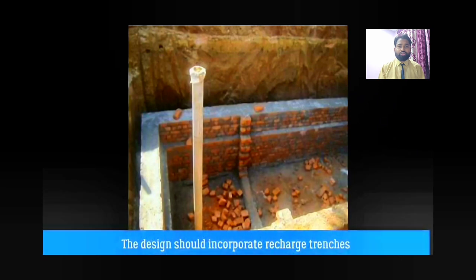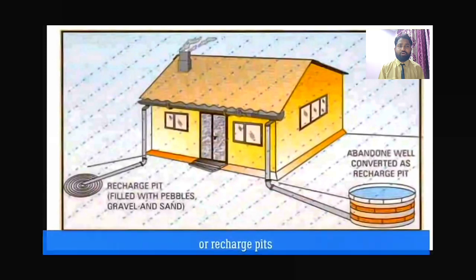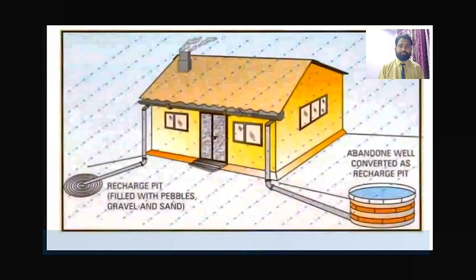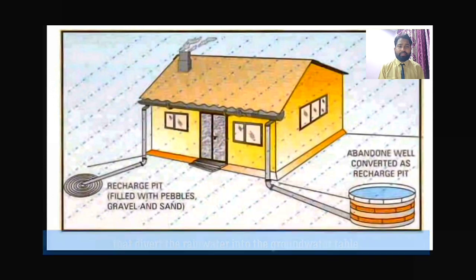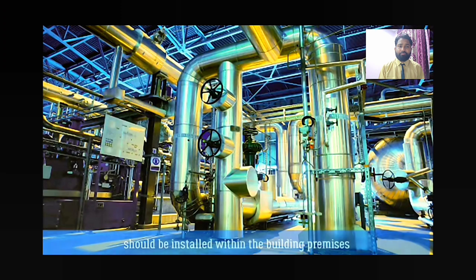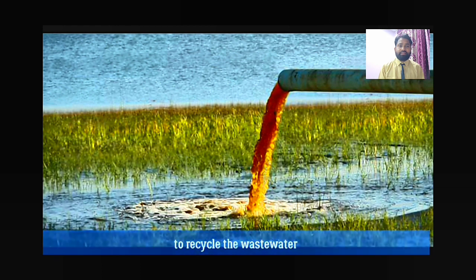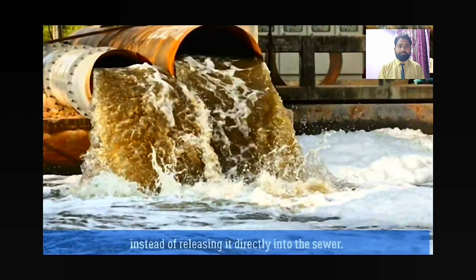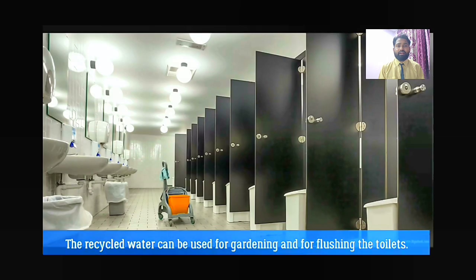The design should incorporate recharge trenches or recharge pits that divert the rainwater into the groundwater table. A wastewater recycling plant should be installed within the building premises to recycle the wastewater instead of releasing it directly into the sewer. The recycled water can be used for gardening and for flushing the toilets.